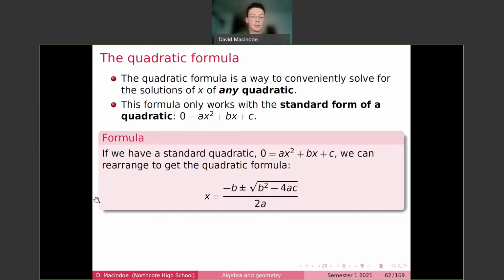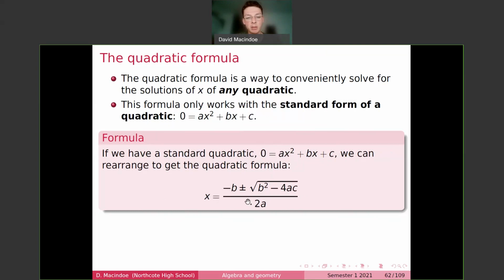So here it is. If you've got your quadratic, it'll be 0 equals, or maybe the 0 equals is at the end, ax squared plus bx plus c. So you've got your parameters a, b, and c. Those parameters you would just sub into this formula. And so yeah, here it is.